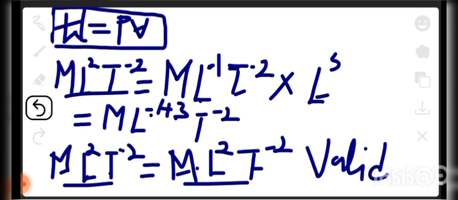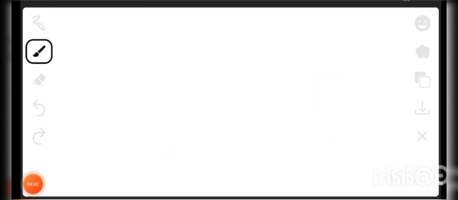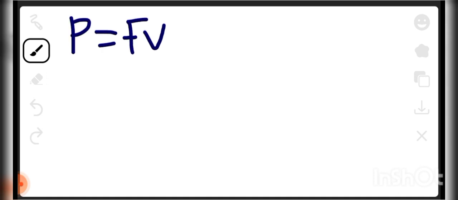So let's look at another question. Now, example 2. A student defined the quantity power as the product of force and velocity, given by the relation P is equal to FV. So the student is telling us that power is equal to force times velocity. That's what the student is saying.